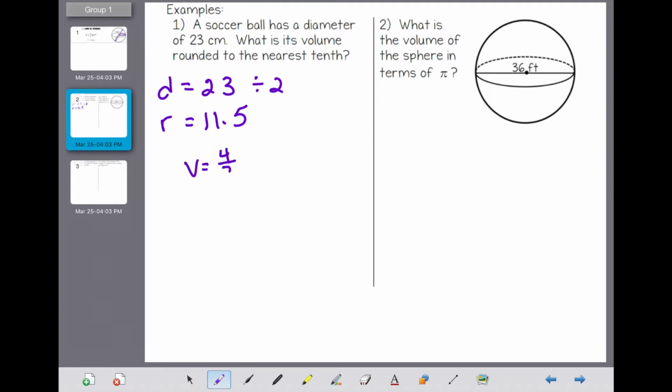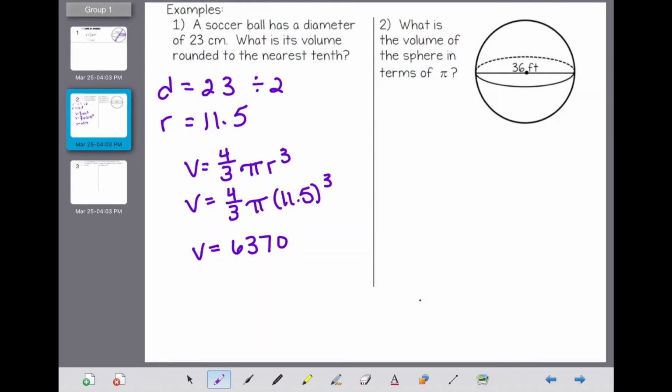Then I'm going to take my volume formula and substitute 11.5 in for r. It says that we want to round to the nearest tenth, so I type everything into my calculator and get 6,370.6 centimeters cubed.